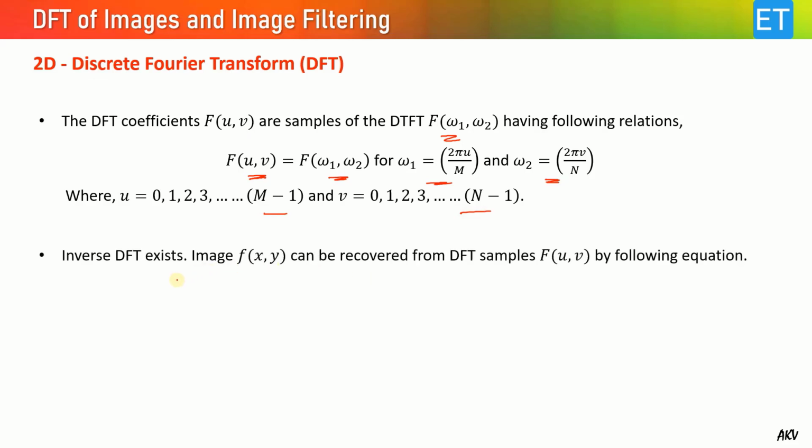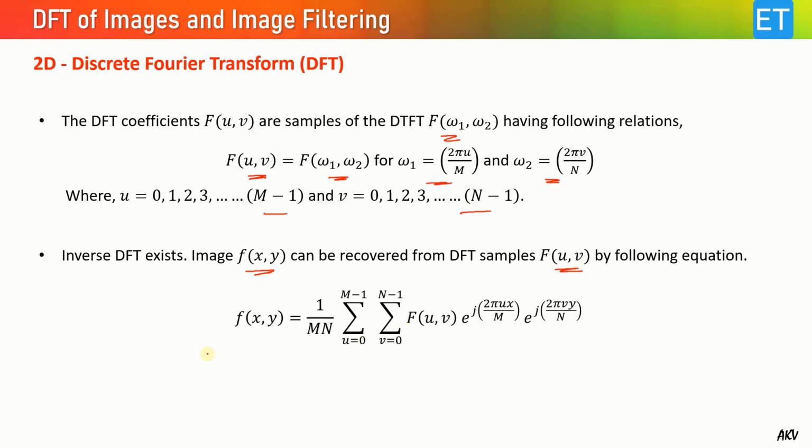Now the inverse DFT exists, and you can get your image back from the samples of the DFT by the following equation. So if you apply this equation, you can get your image back. From the spectrum, you get your image. Again, this equation you can implement using 4 for loops. First you substitute the values of x and y, then you run these 2 for loops for u equal to 0 and v equal to 0.